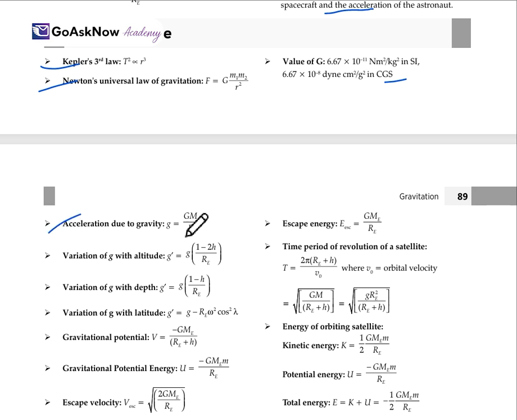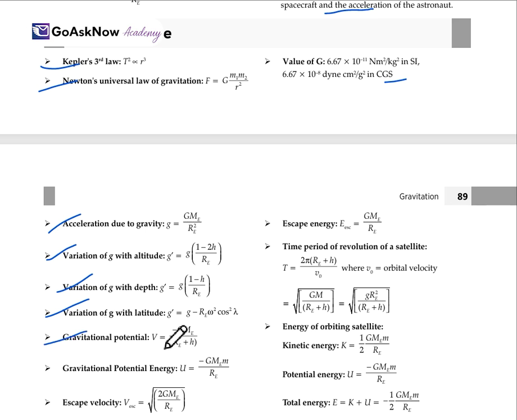Acceleration due to gravity g is always equal to GMe upon R, whole squared. These terms I have already explained: mass of Earth, distance of Earth and so on. Variation of g with respect to altitude: g' equals g(1 - 2h/Re). With respect to depth, g' will be equal to g(1 - h/Re). Variation of g with respect to latitude: g' is equal to g - Re ω² cos² λ.